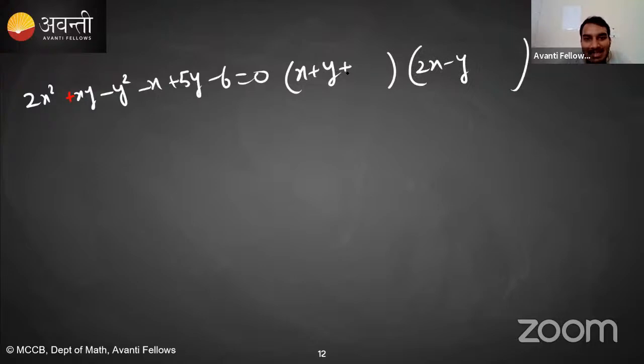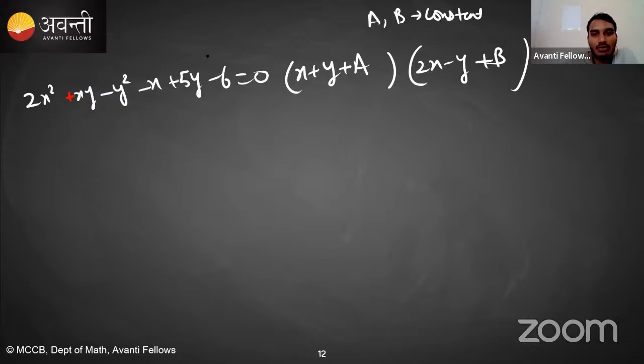So now just add capital A here, capital B here, where A and B are constants. That's all. Now you have to find A and B. If you find A and B, you get your lines. So how will you find A and B? Simple. These two equations are always equal.